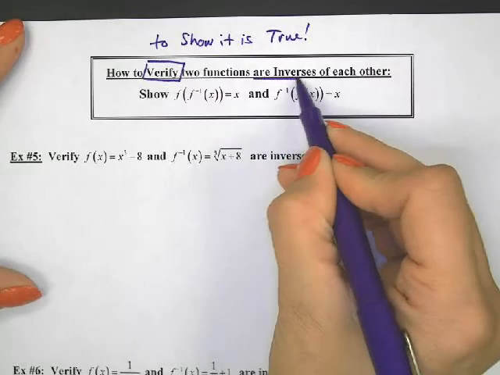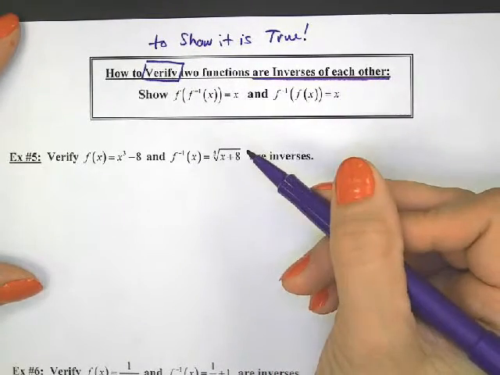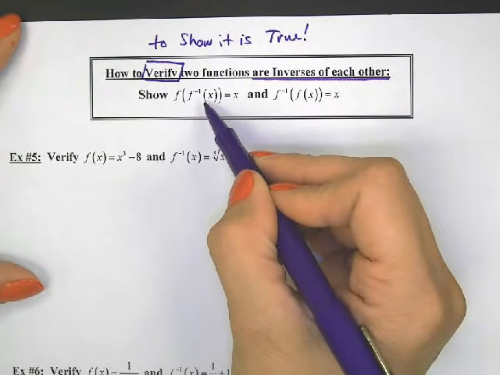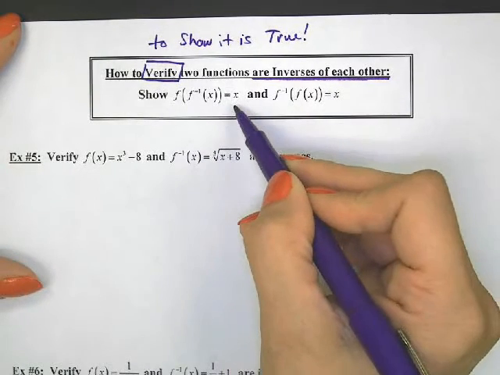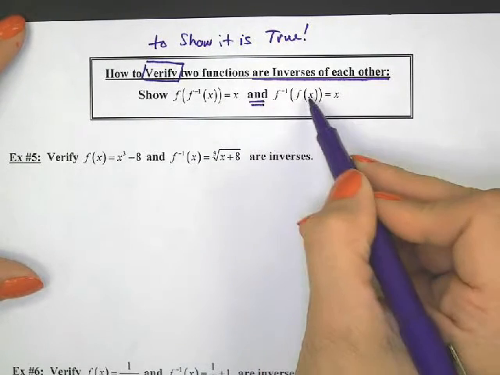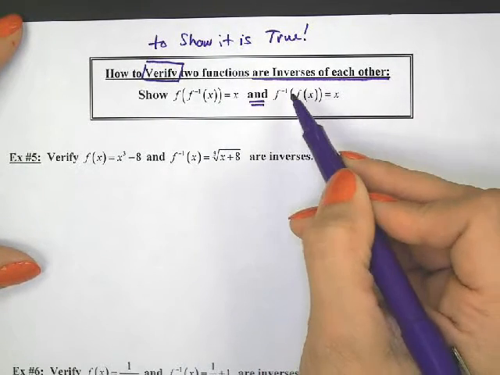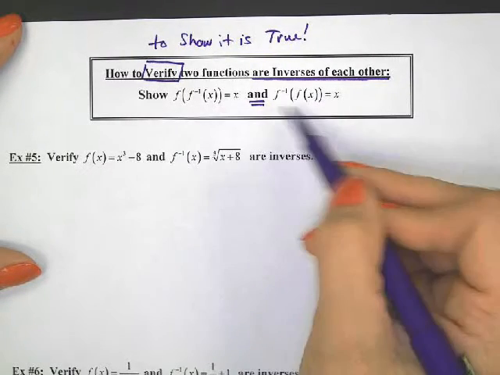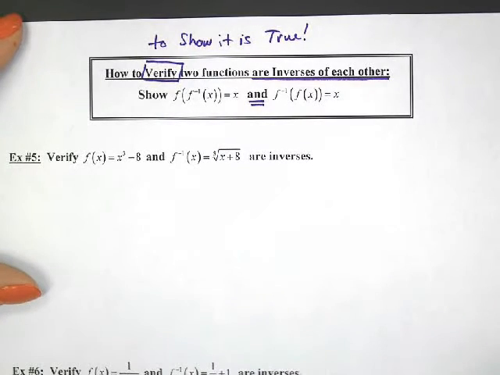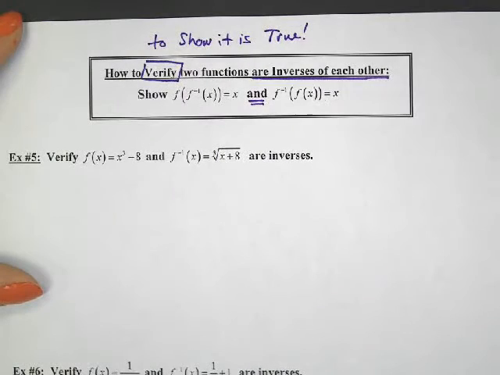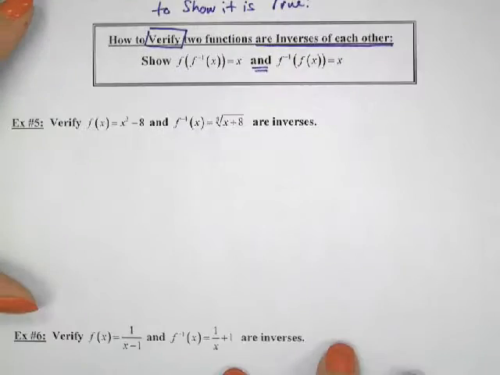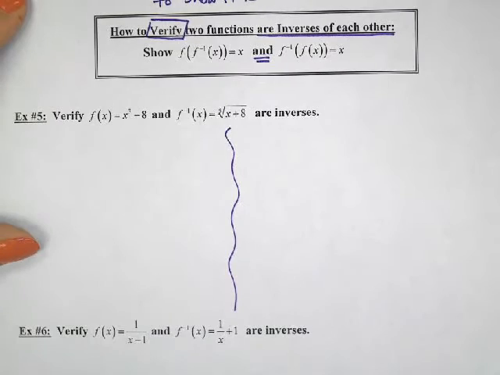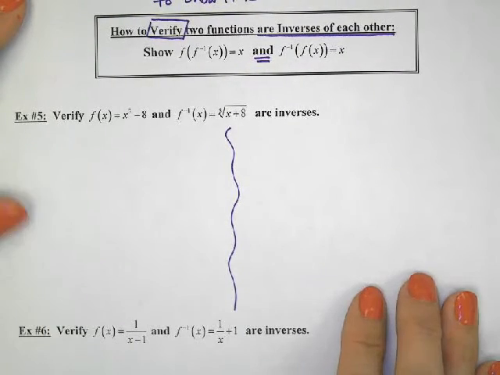So if they are inverses of each other, something really cool happens. If you compose f of f inverse of x, do all the calculations, you'll get just an x. And this one has to happen as well. Then you put f of x into f inverse. You put them into each other, and both of the answers have to equal x. And if they are, then they're inverses. Okay? So the first thing I'm going to have you guys do is put a little squiggle down the center of your work, because you have to do 2 calculations.